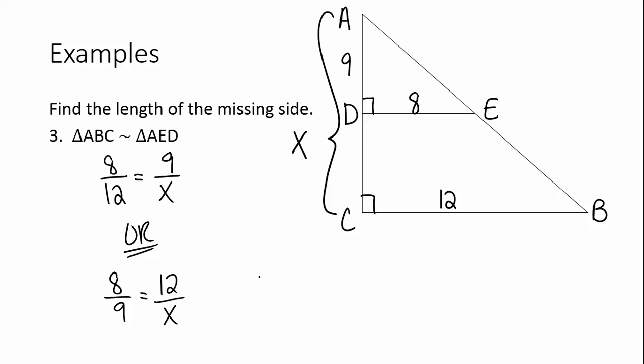Either one can be solved, but we get 8x equals 12 times 9. I don't know that one off the top of my head, and I don't feel like thinking. It's 108. Divide both sides by 8. And if you reduce it, you get 27 over 2, or 13 and a half. And there are no units here.